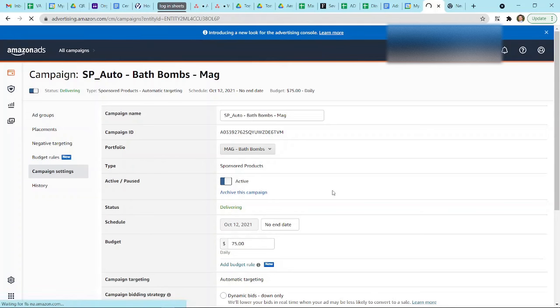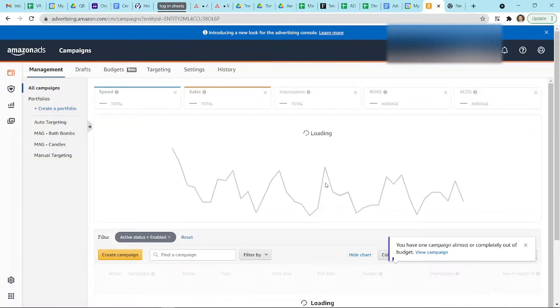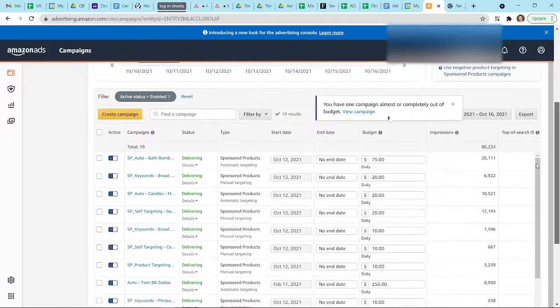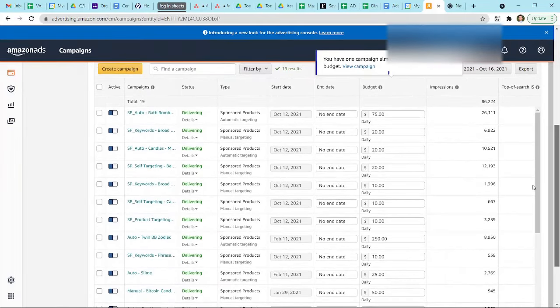Okay, so let's jump back out to all campaigns. So when you have a large account, what do I mean when I say a large account? I just mean a large number of campaigns to deal with. Large number of SKUs, large number of targets, lots of things going on, right? Especially when you're new to Amazon PPC, it can be intimidating to jump in here.